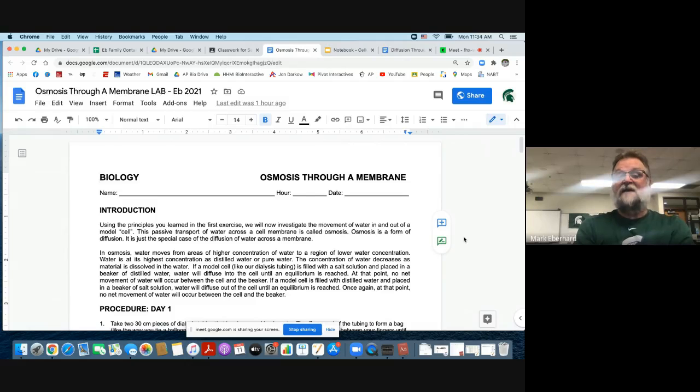If a model cell is filled with distilled water and placed in a beaker of salt water, now you have the opposite. 100% of the water is in the tube, so water is going to leave the tube into the beaker, causing the tube to shrink. Water will diffuse out of the cell until equilibrium is reached, and so on.